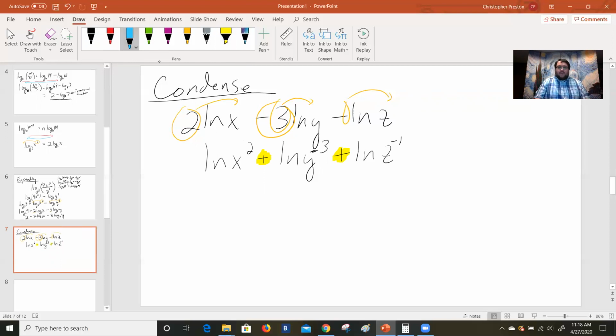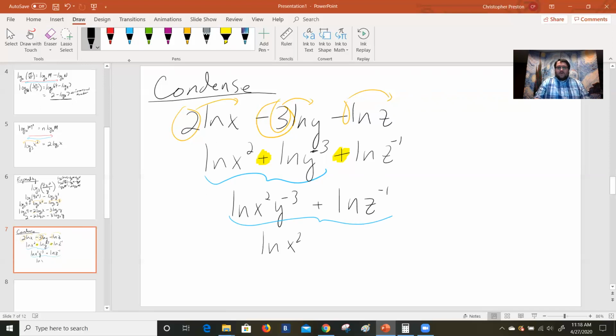So I put these first two together, and I get ln of x squared times y to the -3 plus ln z to the -1. Then I put those two together. And again, I'm still adding, so I'm going to multiply the things inside. Ln of x squared y to the -3 z to the -1. Okay?